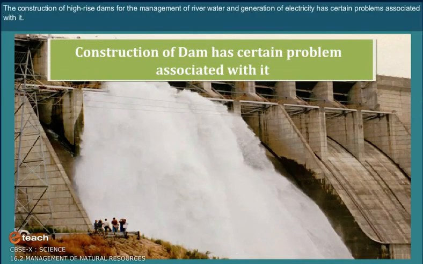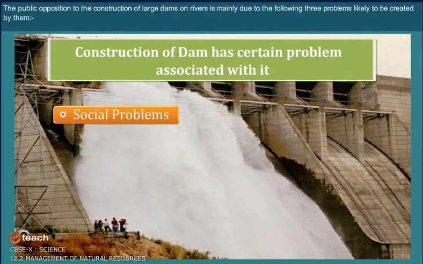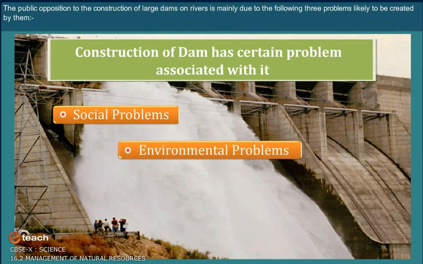The construction of high-rise dams for the management of river water and generation of electricity has certain problems associated with it. The public opposition to the construction of large dams on rivers is mainly due to the following three problems.